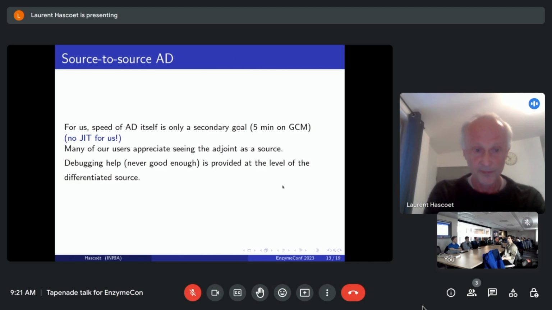Well, I don't know. Many of our users appreciate seeing the differentiated program as another source. They like to play with it. For education as well, it's also useful. And for debugging, well, yes, because there are bugs, plenty, sorry. Debugging is, of course, never good enough, but we provide it at the level of the differentiated source, which helps you focus on the faulty place.